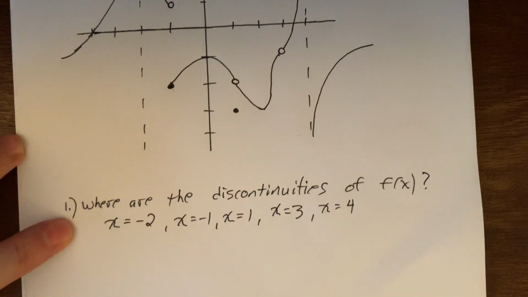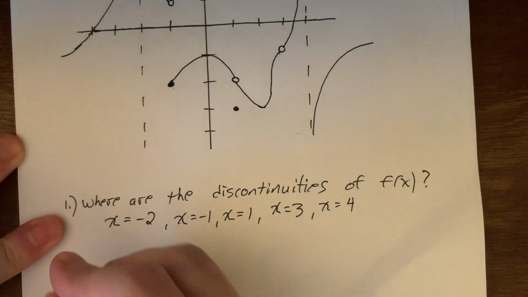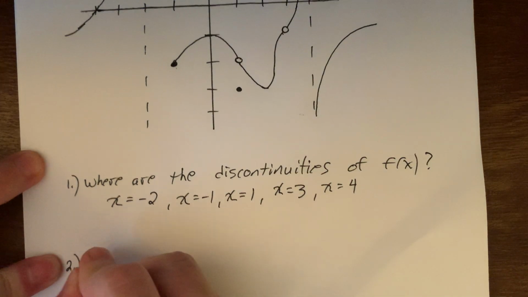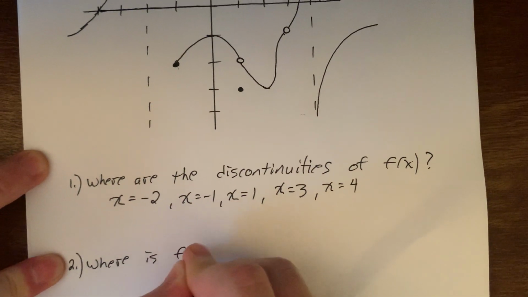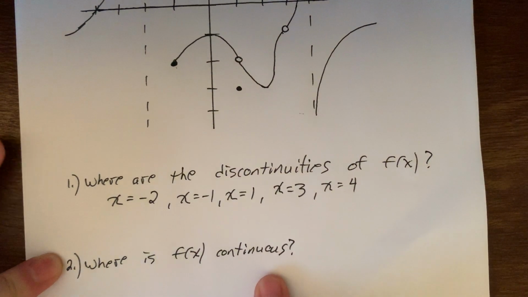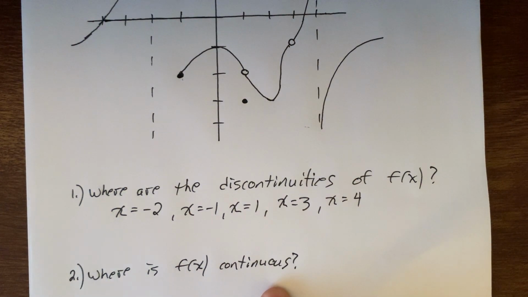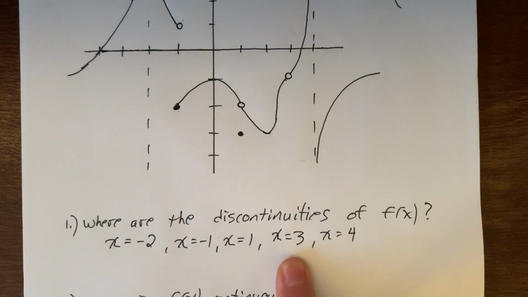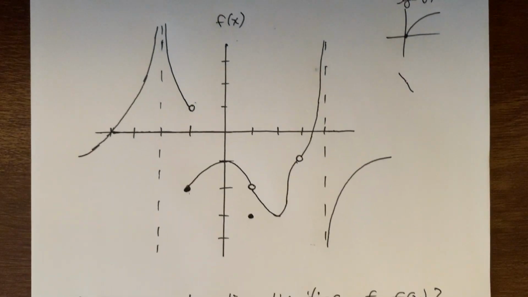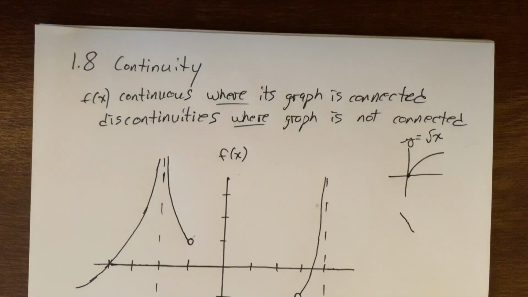Okay, so we've got the discontinuities, and now that allows me to move very nicely into our next question. Where is my function continuous? We can talk about all the points of continuity, but unlike the discontinuities, where we have a handful, 5 is still kind of a bunch, but that's still only a handful in the grand scheme of things. But when you think about continuity, well, where is the graph connected?